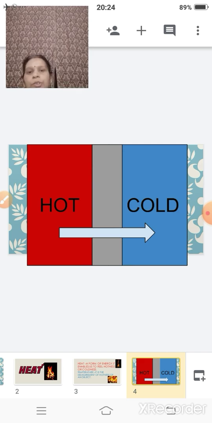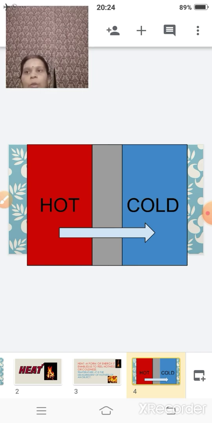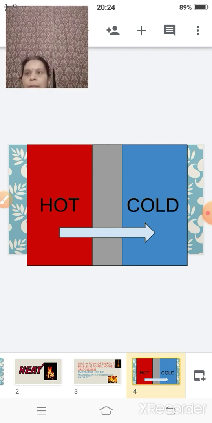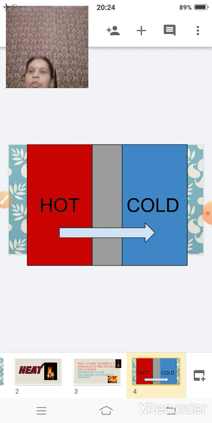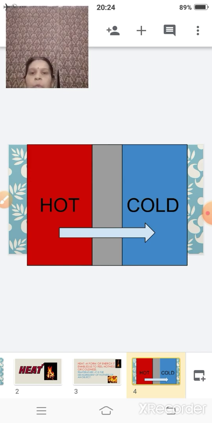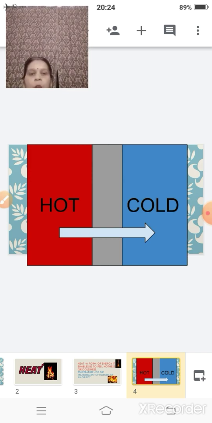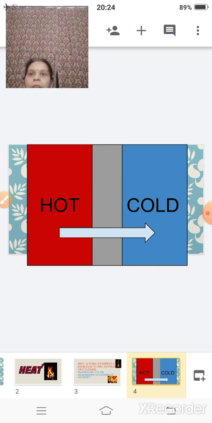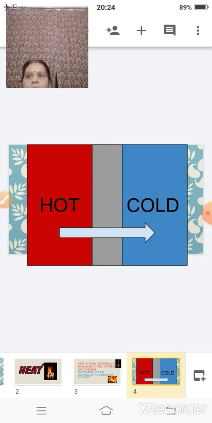So how does this transfer of heat, or the flow of energy, take place? It always takes place from a region of higher temperature to a region of lower temperature. That is why heat always flows from one object to another only when one object is warmer and the other one is colder. Or else you can say when one is very hot and the other is not that hot.